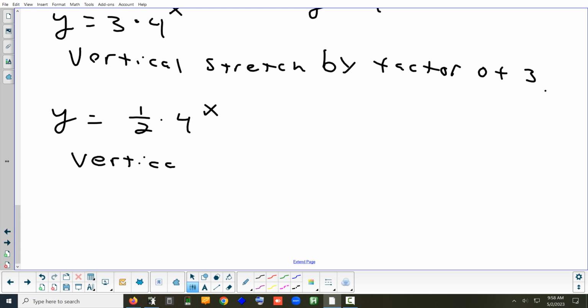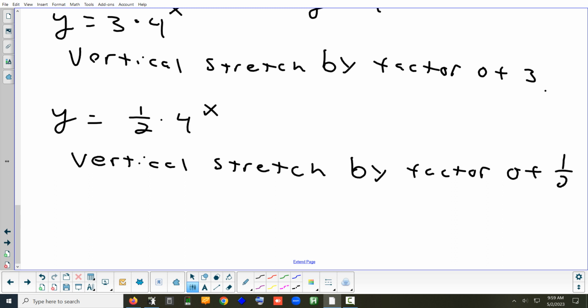So vertical stretch by how much? Factor of 1/2. Yep, don't even change the number in front to a decimal. Just leave it as 1/2. So that's a vertical stretch by 1/2. So that's how you write it.